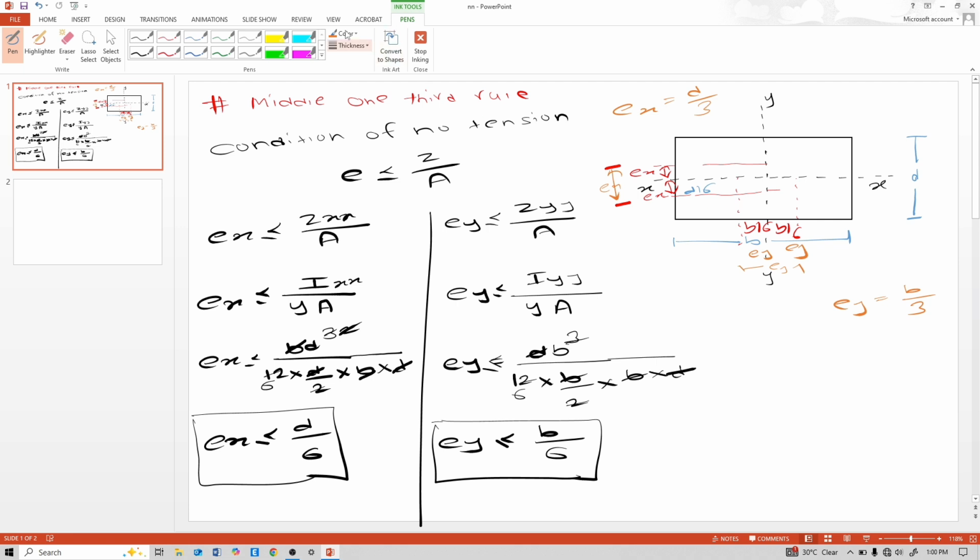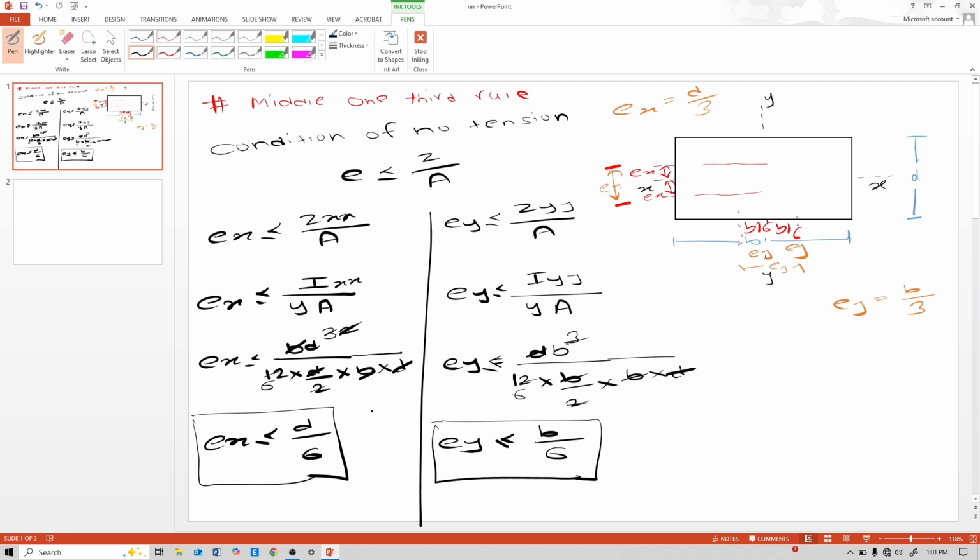So see, make points here, here, here, here, and join those points. So see, this portion is the no tension portion. That means if you put load here in that portion, then there will be no tension here. But if you go outside that portion, like here, then tension comes into the picture. So this is the middle one third rule.